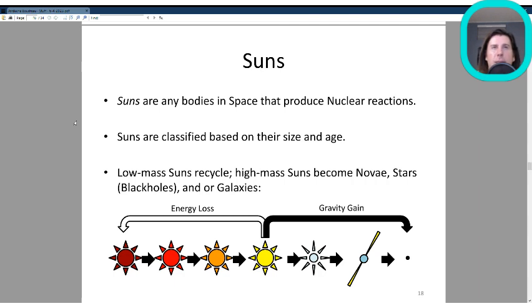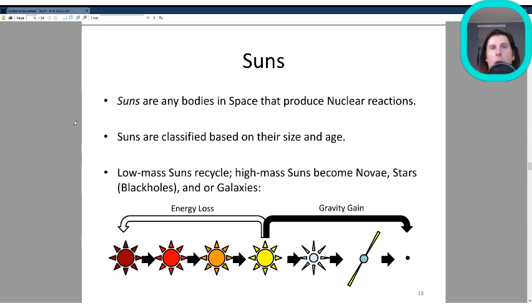Low mass suns typically recycle themselves through an energy loss system. And then high mass suns become nova stars, which I'm doing a nomenclature change here for innovative potential, and or galaxies. So basically, anything that does a nuclear reaction is a sun. So Polaris is a sun. Arcturus is a sun. Betelgeuse is a sun. Because they all do nuclear reactions.